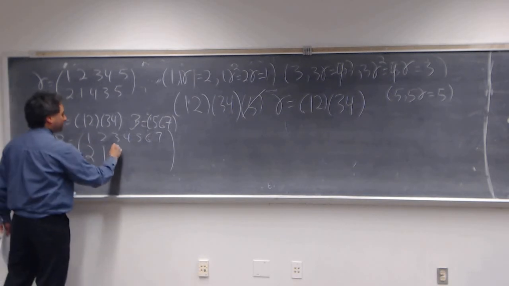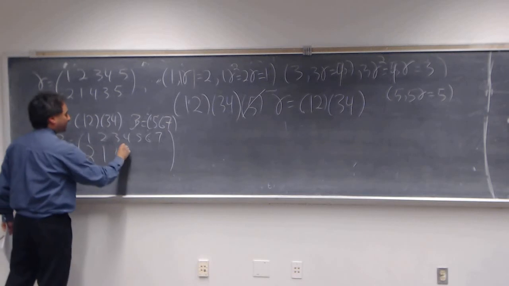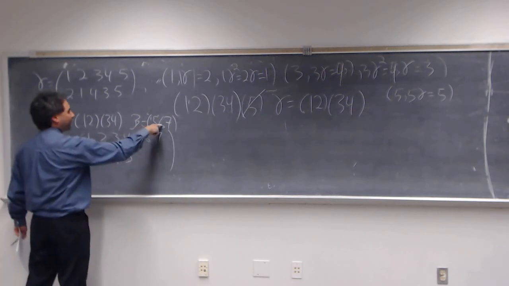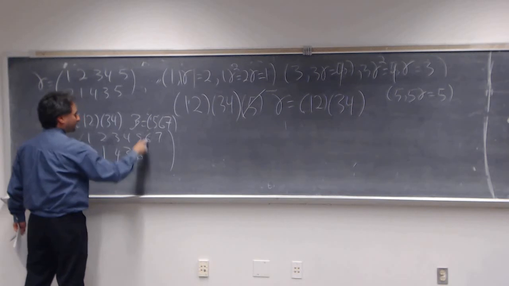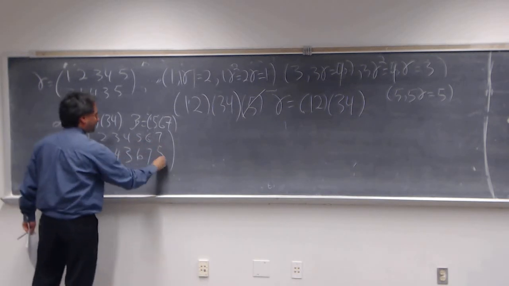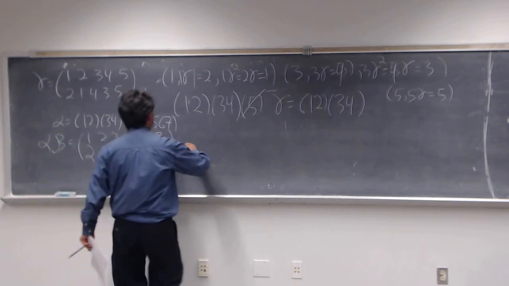3 would go to 4. 4 would go to 3. And that's it. Then we move up here to this product. 5 would go to 6. 6 would go to 7. 7 would go to 5. So that's alpha beta.